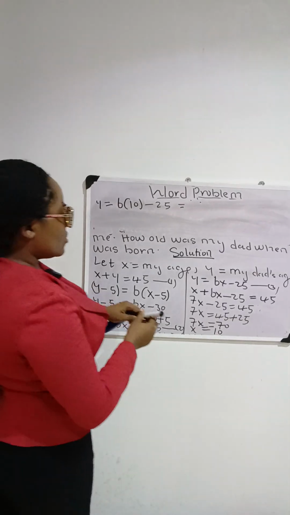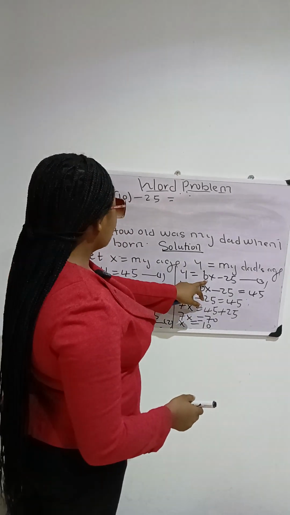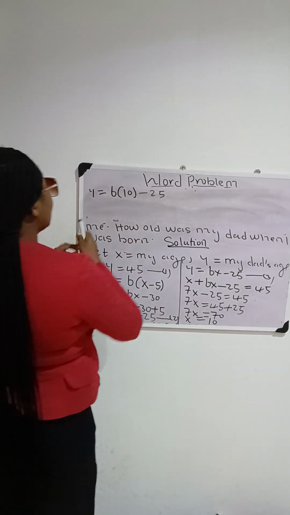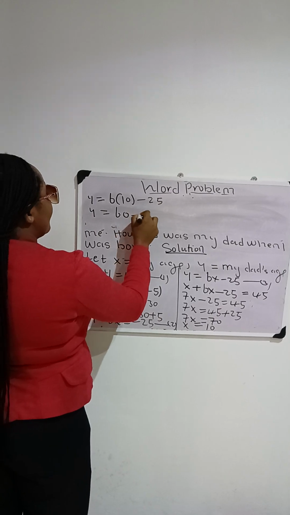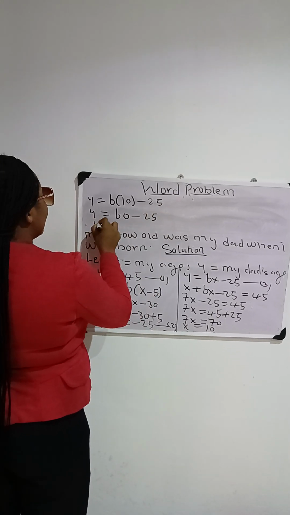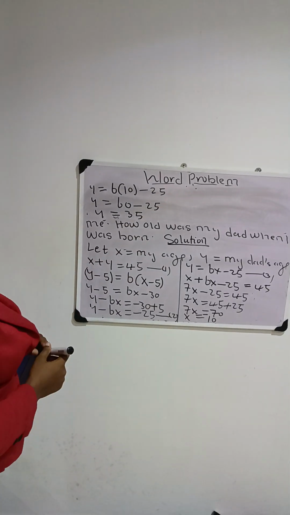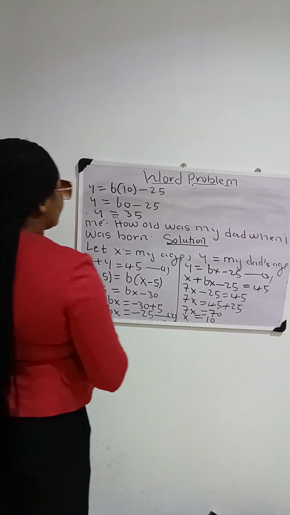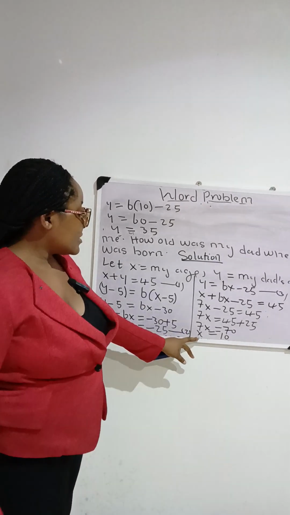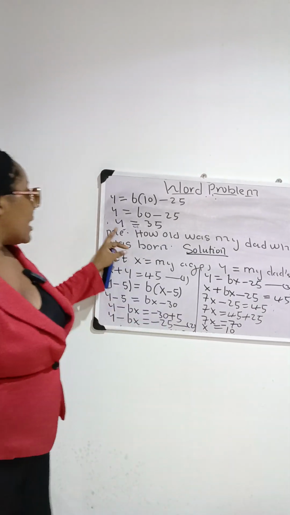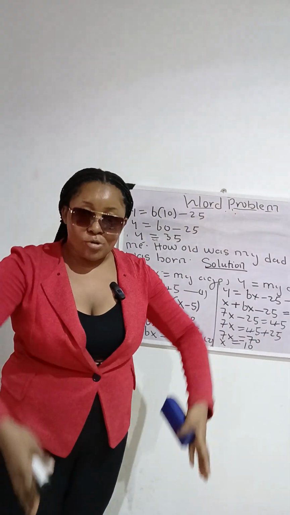Sorry, we are substituting it into equation 3. Y is equals to this minus this, right? And this will imply that y will be equal to 60 minus 25. So y will be equal to what? 35, right? So clearly we have that I am 10 years old and my dad is what? 35 years old. That is our current age.